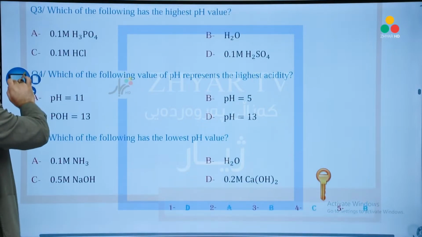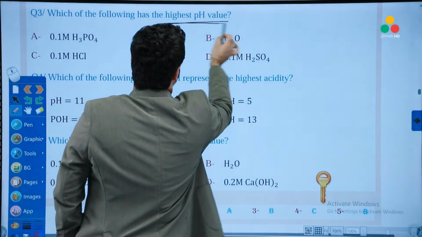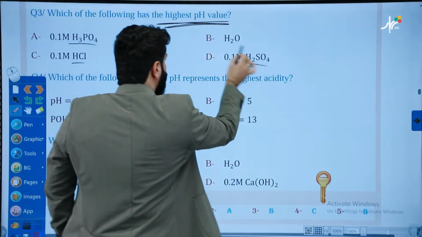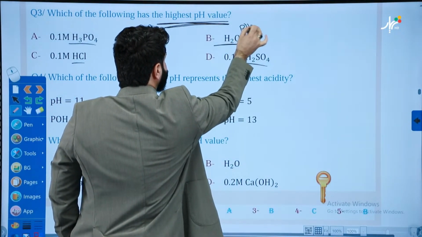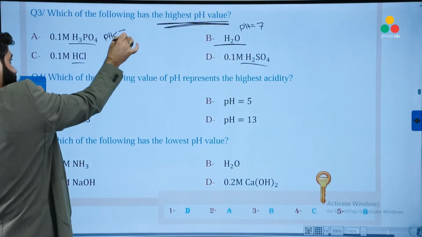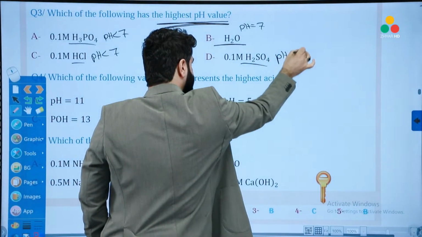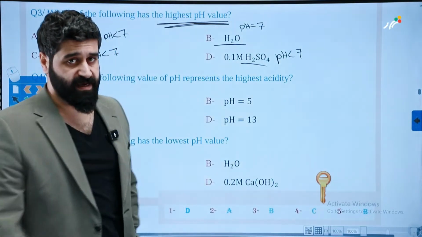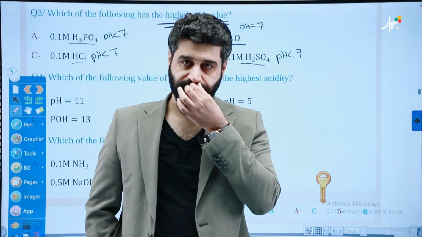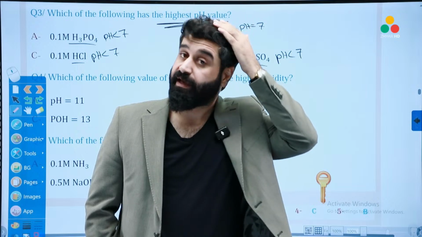About this, which of the following has the highest pH value? Okay, highest pH value. Just look at them. We have 3 acids with water molecule. Water pH is 7. This one, pH is smaller than 7. This one, pH is smaller than 7. This one, pH is smaller than 7. So water compared to acids has a greater value of pH. Compared to acids, water has a greater value of pH, simply.